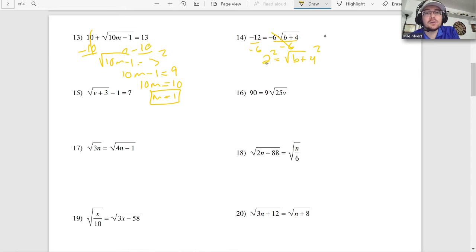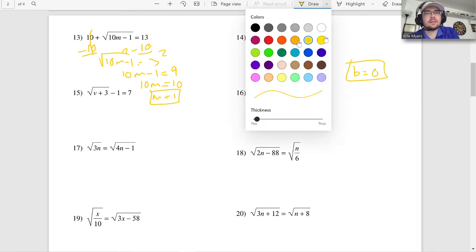Square both sides. 2 squared is the only time that you can actually multiply 2 by 2 and get the same answer, because 2 squared happens to be the same thing as 2 times 2. But that's the only number, well, actually, besides 1, that you can do that to. So anyways, that cancels. B plus 4. If we subtract 4 on both sides, we get 0. All right, so that's the answer to that.